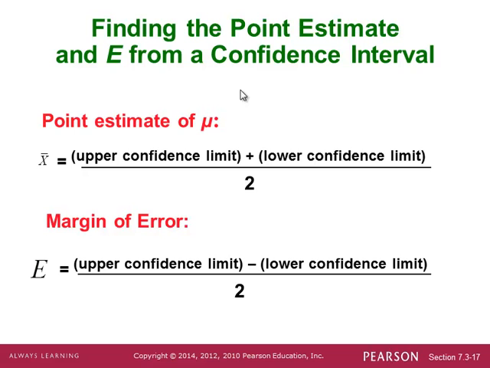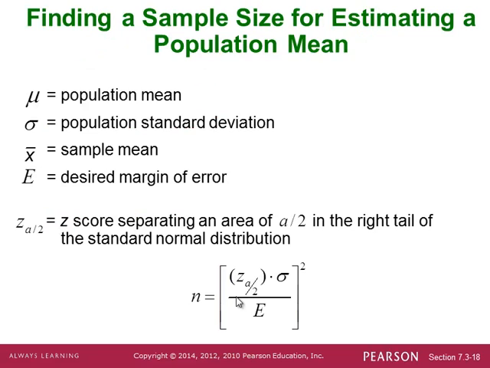And just like we discussed for the proportions, if you only know the upper and lower limits for your confidence interval, then you can calculate x bar by taking the average of the upper and lower limits. And if you want to get the margin of error, then you just take the difference, upper minus the lower confidence limits, and divide by 2, because the width of that confidence interval is actually 2 times the margin of error.